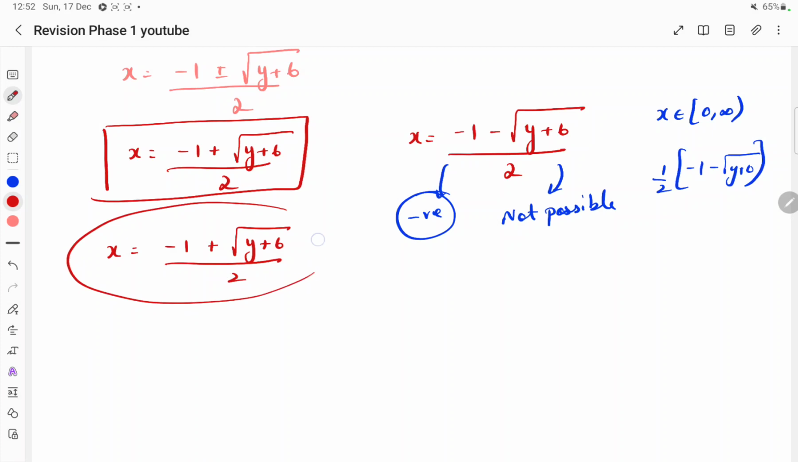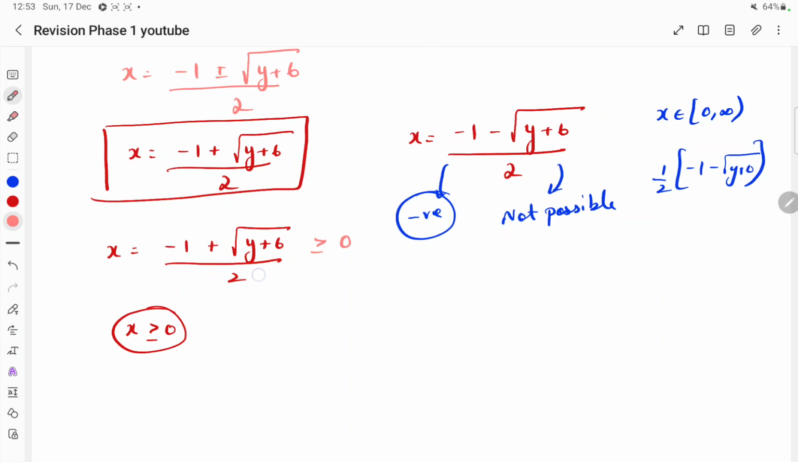We have x equal to minus 1 plus root of y plus 6 by 2. So I have written x in terms of y. Now from the domain, if x is greater than or equal to 0, whatever value you have here will be greater than or equal to 0. So if this 2 goes here, 2 into 0 is 0 only. So minus 1 plus root of y plus 6 should be greater than or equal to 0. If this comes here, it is plus 1. So root of y plus 6 is greater than or equal to 1.